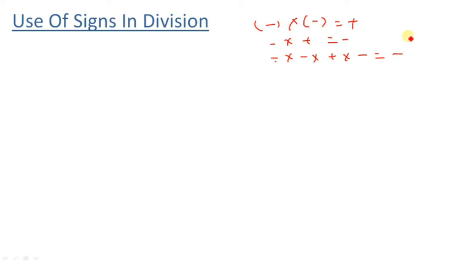Now, in division also, the same thing happens. If the division is being done on the same signs, then the answer will be plus. Suppose minus divided by minus, then the answer will be plus. If minus divided by plus, here different signs are used, then the answer will be minus. If plus divided by minus, the answer will also be minus. This is the basic use of signs in division.